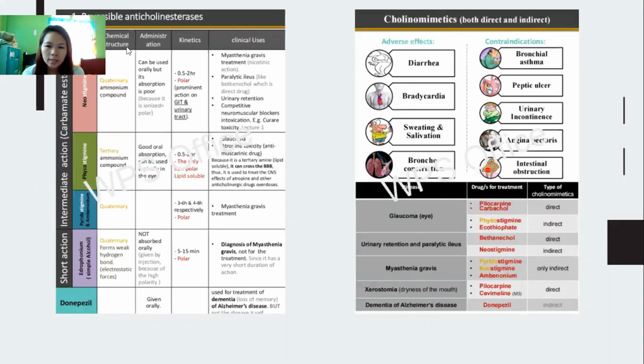In the disease myasthenia gravis, the drugs for treatment are pyridostigmine, neostigmine, and ambenonium. Type of cholinomimetic: only indirect. Xerostomia, dryness of the mouth: drugs for treatment are pilocarpine and cevimeline. Type of cholinomimetic: direct. Dementia of Alzheimer's disease: drug for treatment is donepezil. Type of cholinomimetic: indirect.